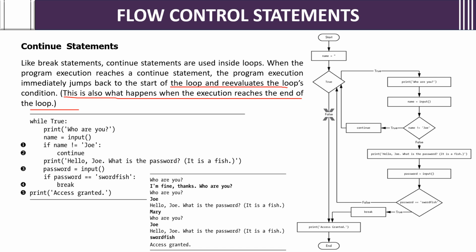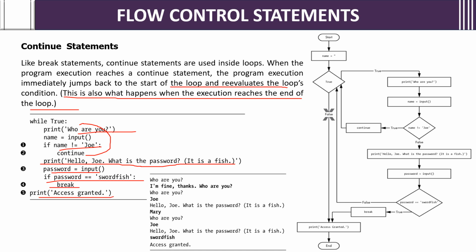See again, while True: print "Who are you?", name equals input. If name is not equal to Joe, continue. If the name is not equal to Joe, we continue, which means it goes back to the while statement. Print "Hello Joe, what is the password?" It is swordfish. Password equals input; if password equals swordfish, break.